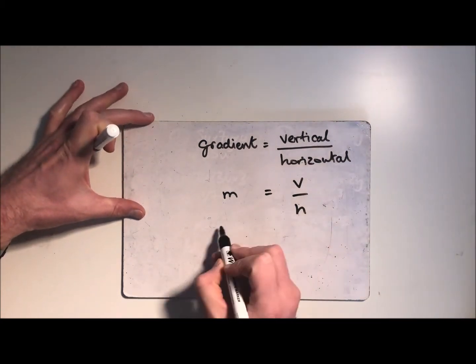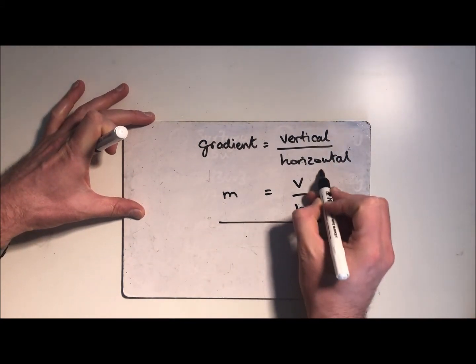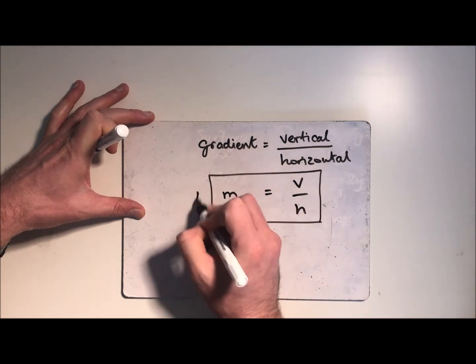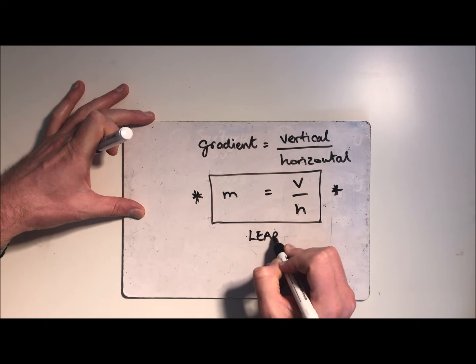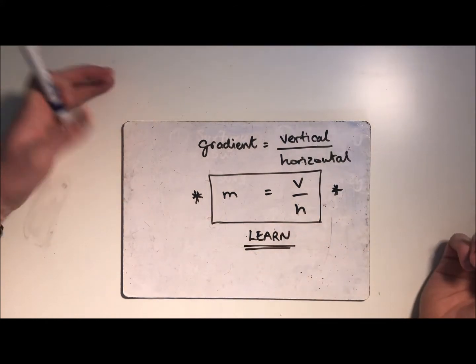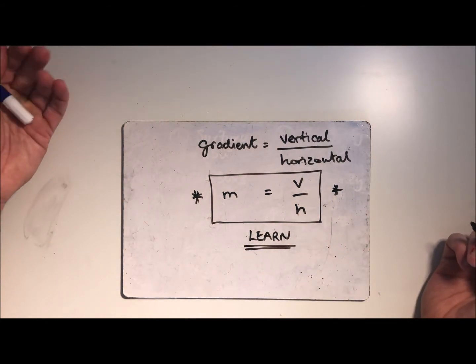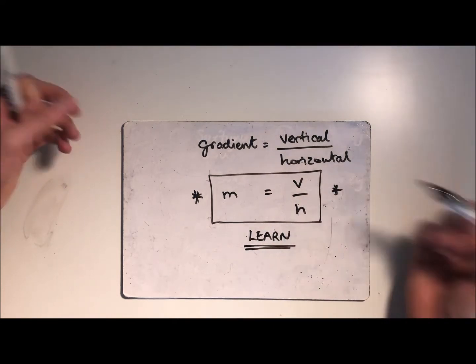So you've now got this formula, and to be honest, this is the formula you're going to put a wee box around, and you want to try and memorize that. You want to try and learn that, that is how you calculate actual gradients, and that'll give you a number.